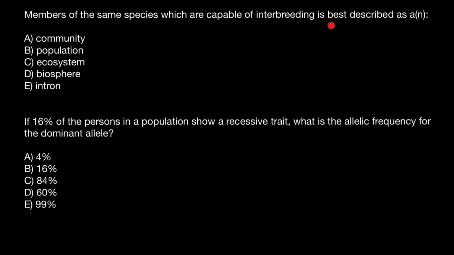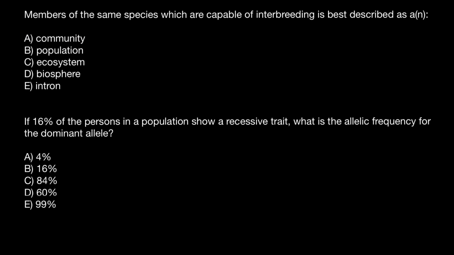The first question of the day: members of the same species which are capable of interbreeding is best described as, and you have to choose one of these answers. I hope that most of you would be hesitating about answer A or B. So what's the difference between these two definitions?